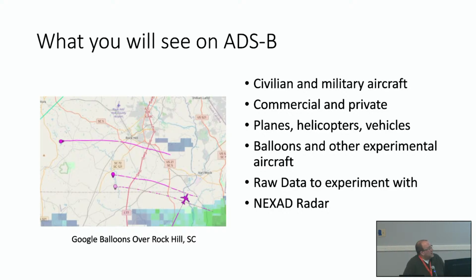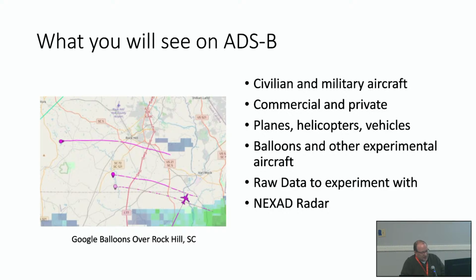You'll see balloons. These are 3 Google balloons that were flying over Rock Hill. I don't know if there's city of Rock Hill here. Okay. This is Van Wyck. You guys know where this is. They were flying over at 65,000 feet. And I saw these things tracking across this. I was like, what is that?